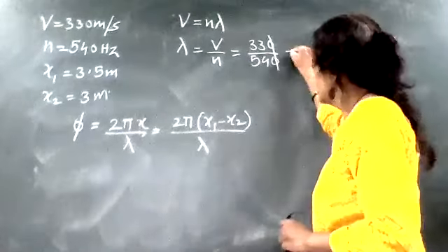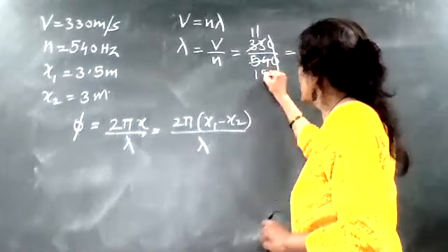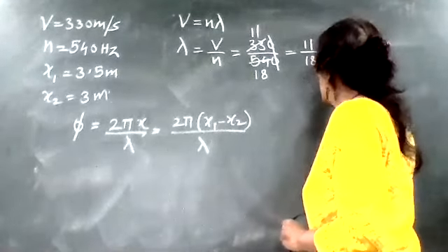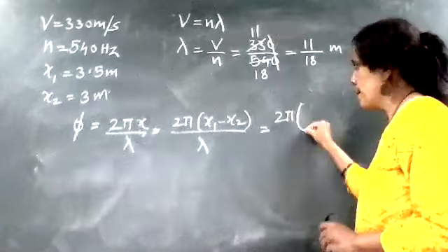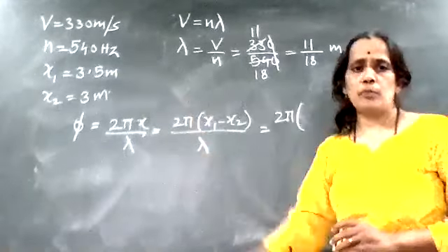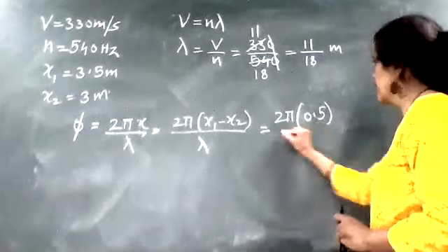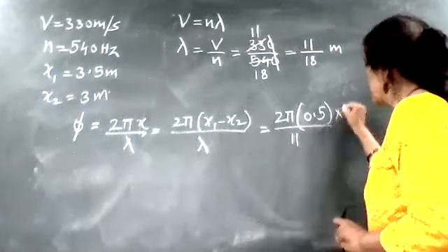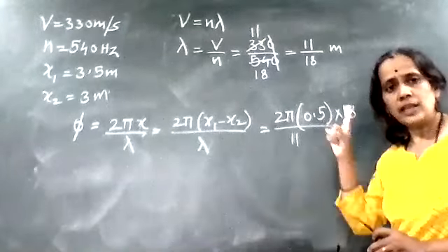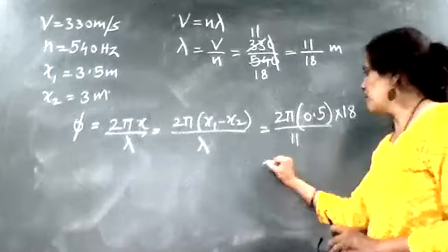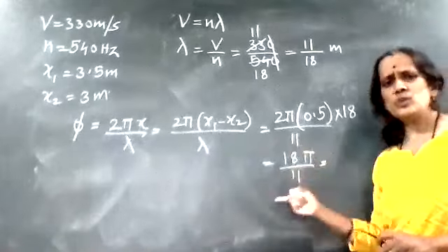Now velocity is given 330 upon 540. The zero cancels, and the number is divisible by 3: 3 11s are 33 and 3 18s are 54, so 11 by 18 meter. So I put this value here: 2 pi into x1 minus x2. x1 is 3.5, x2 is 3, so 3.5 minus 3 is 0.5, divided by 11 multiplied by 18. Now 2 into 0.5 is 1, and 1 into 18 gives 18 pi upon 11. Let us solve this.